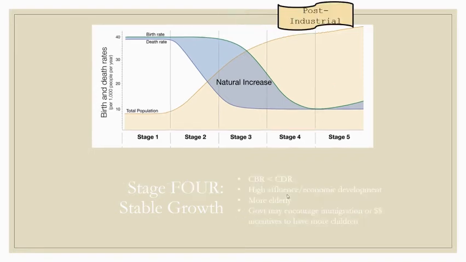And then stable growth, this is considered stage four. Growth is very small, even though the birth rate is still above the death rate. There's a lot of affluence and economic development. And then there's stage five, which is declining growth. Birth rates are less than death rates, but there's affluence, economic development, lots of people who are elderly. And it's possible the government could encourage people to have children to keep the population growing.